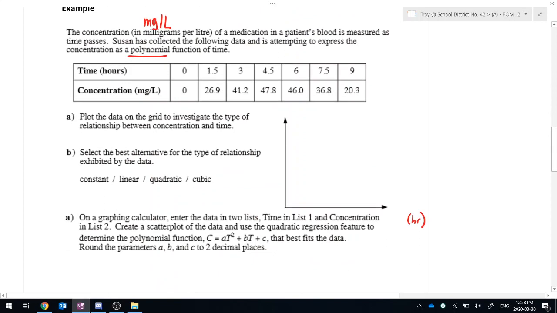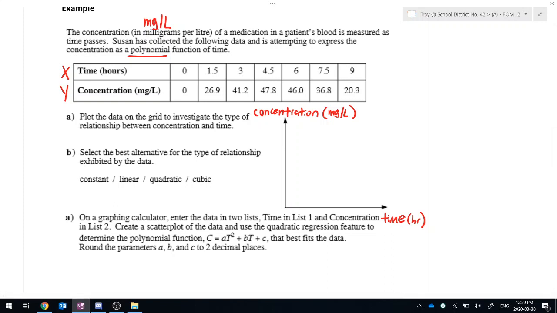So we have two variables here. We have time, which of course we're going to be placing on our x-axis, and we have concentration of the medication, which we're going to be putting on the y-axis. The first question here is to plot the data on the grid to investigate the type of relationship between concentration and time. Concentration we're going to be putting on the y-axis, that's in milligrams per liter, and we're going to be putting time on the x-axis in hours.